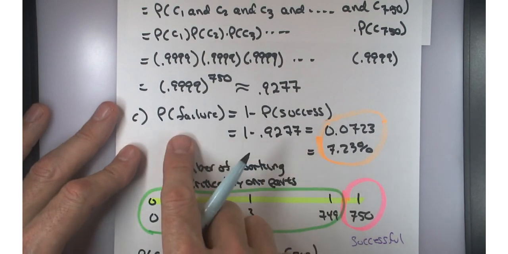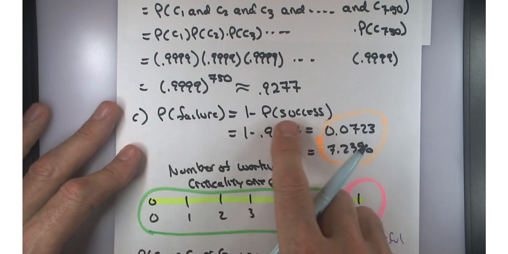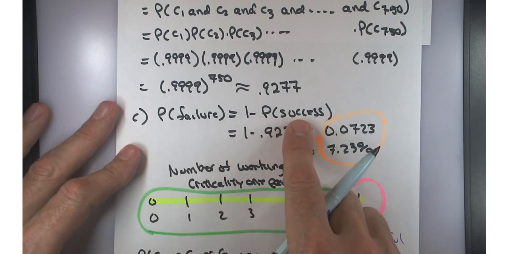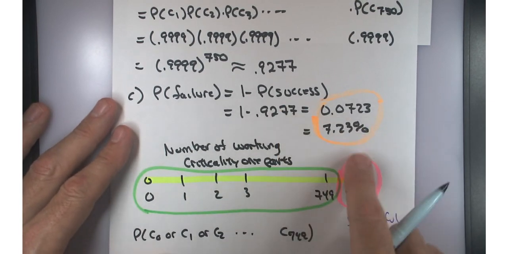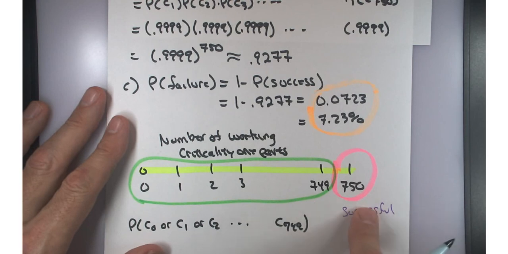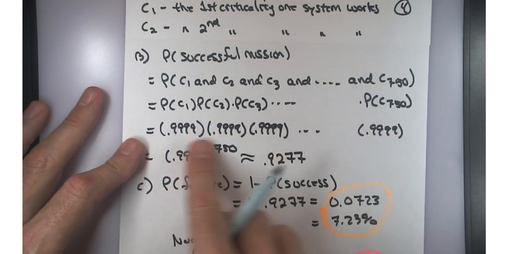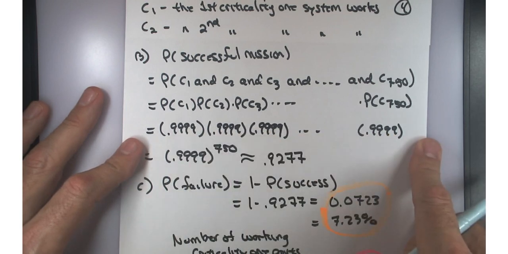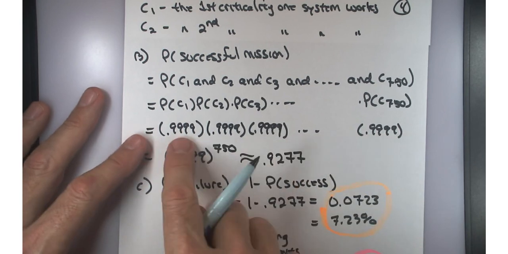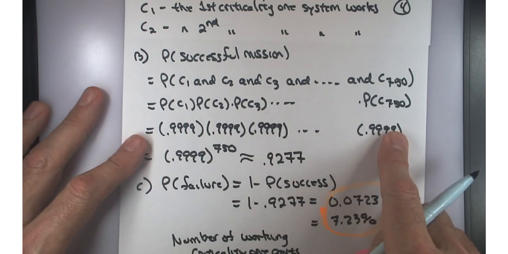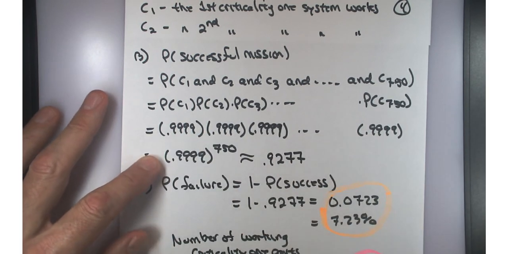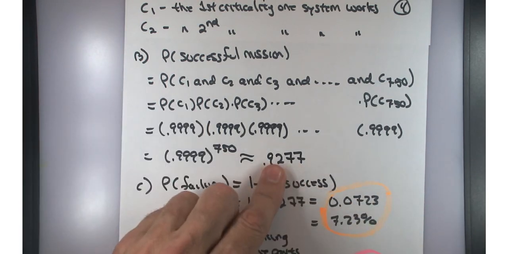Which one? The other side of the failure. We got it as 1 minus the probability of success. So in order to get success, you have to have all 750 parts working. And that's what we calculated in part B, the probability that all 750 were working. And that means this probability multiplied by itself 750 times. That was our probability of success. So let me write that here.